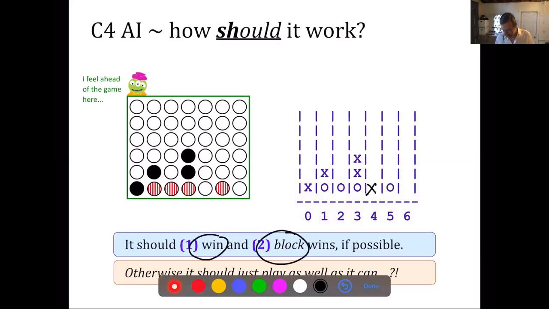And everything is equally good for O, because all we're looking at right now is, is there a win? No, there are no wins for O. Is there a place where X is going to win on the next turn? In other words, are there any 3 in a row for X? If there are, we're going to block them. Well, there aren't. In which case, every column is equally good if this is our only measure, right? Either win or block a win. So they're all equally good.